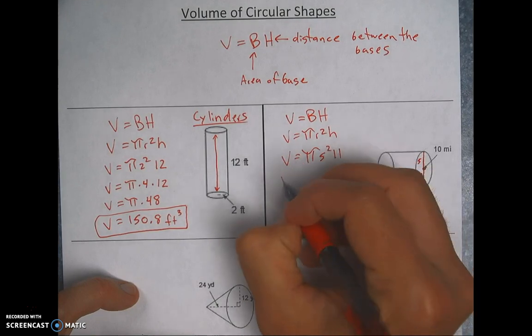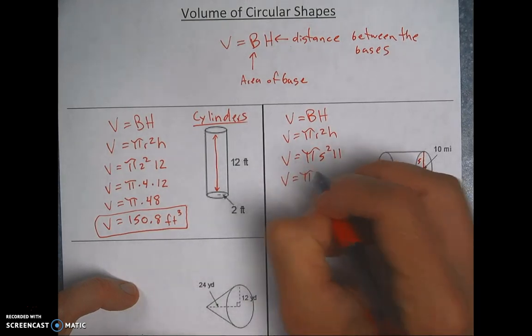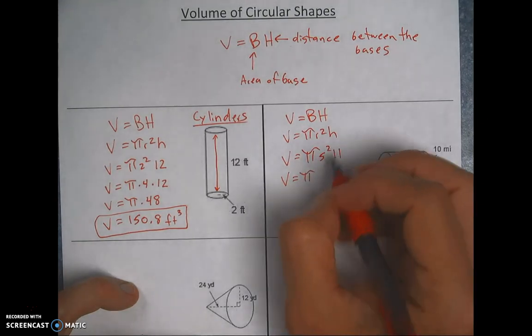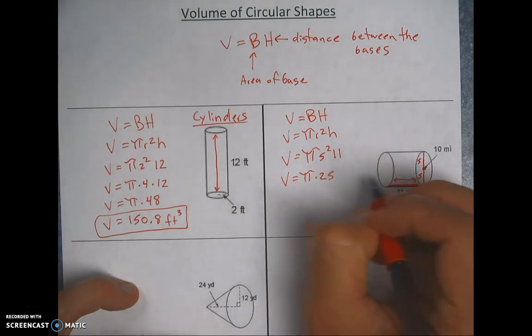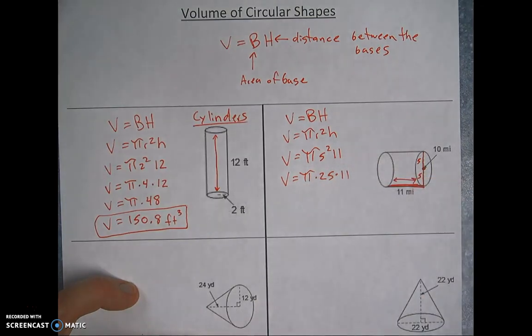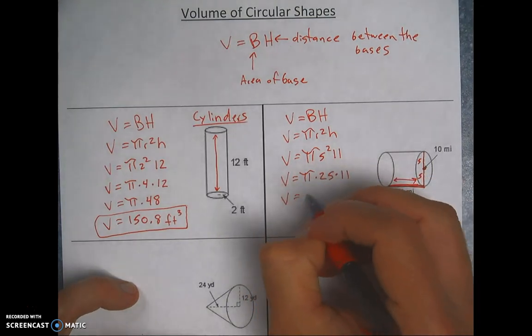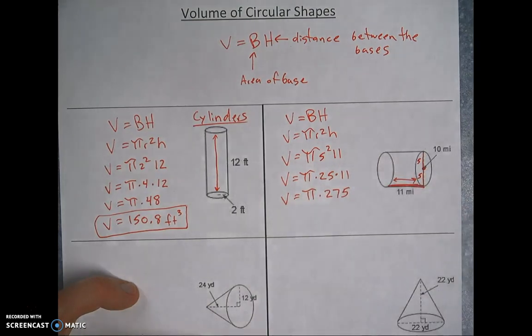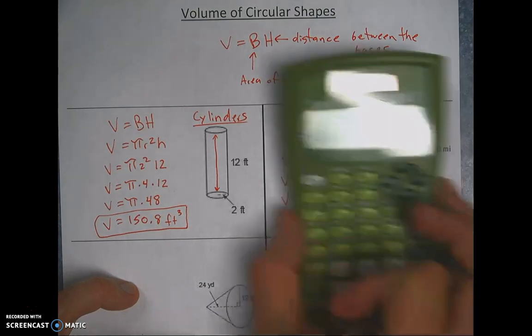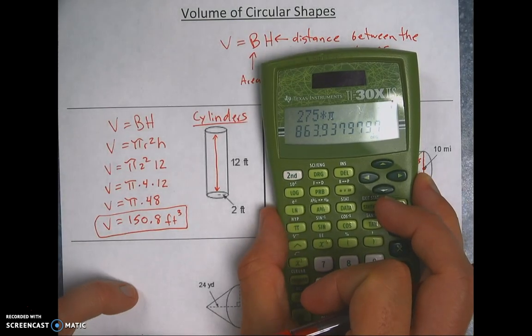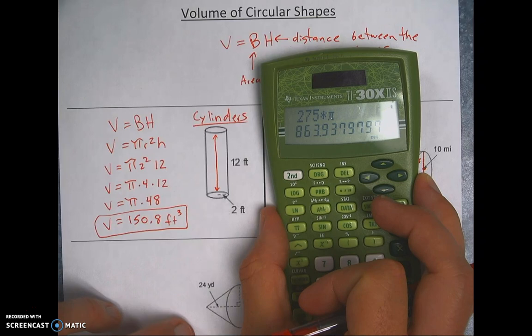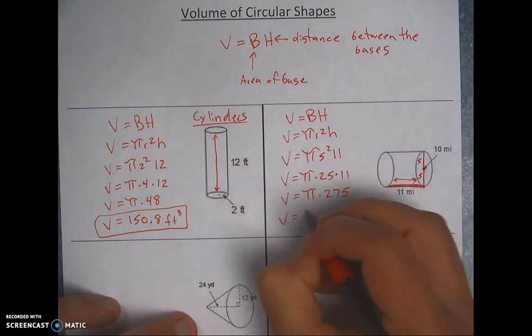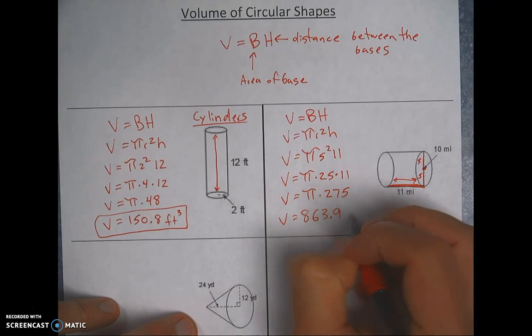You can go straight to your final answer at this point. I'm going to do it in a couple pieces just to demonstrate, but you could go right to your answer. 5 squared is 25, right? Not 10. Times 11. 25 times 11, if I'm going to spread this out into a couple steps, is 275. And so I'm going to multiply that times pi and round it. So I get 863.9. The 3 that comes after the 9 tells me I can just leave it alone. So final answer here, 863.9 miles to the third power.